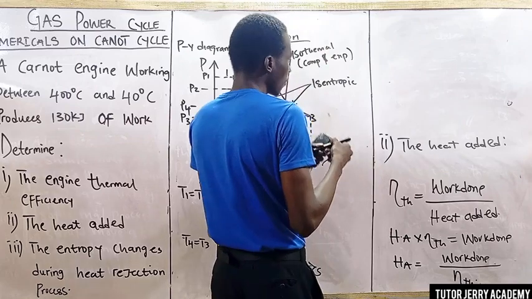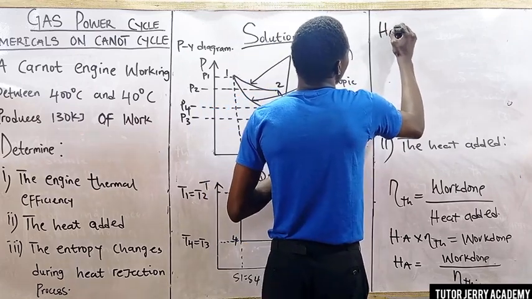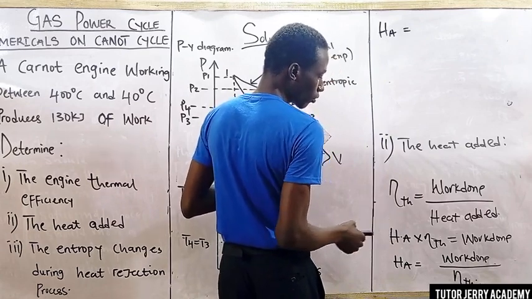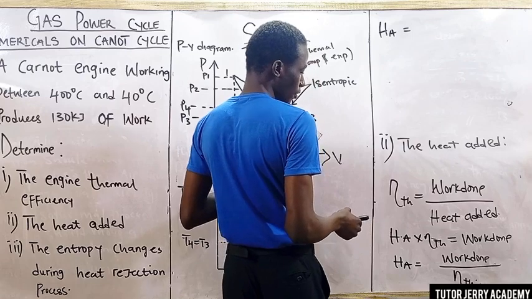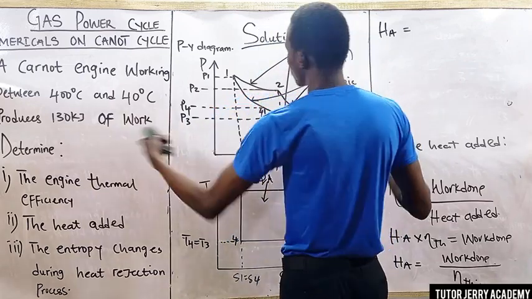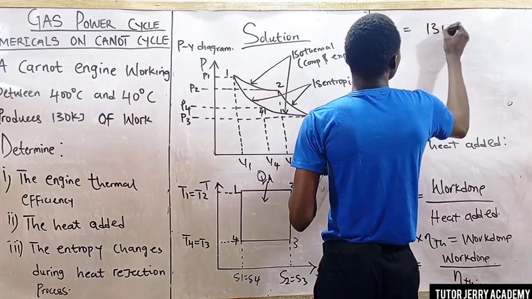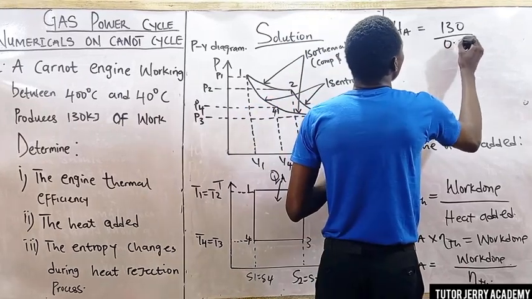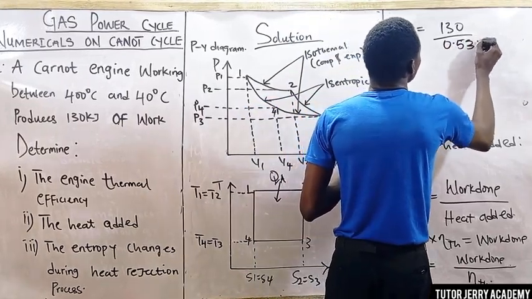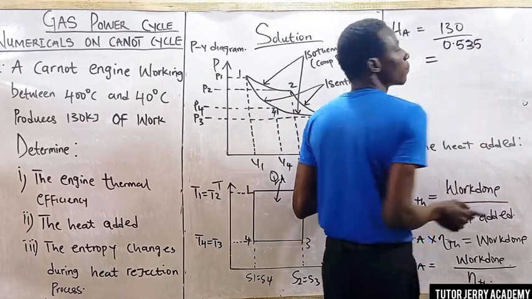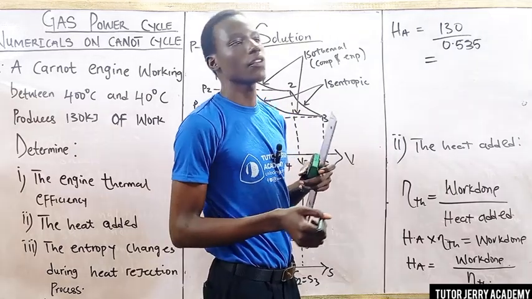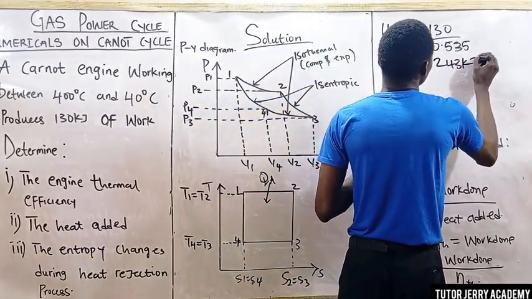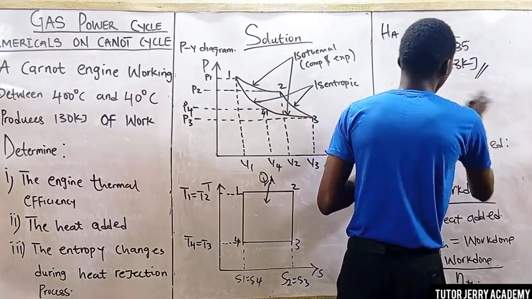So what do we have? Heat added is equal to work done all over efficiency. Our work done from the question is 130 kilojoules, all over our efficiency, which is 0.535. If you press this in your calculator, you'll have your heat added to be 243 kilojoules. So this is what we have.